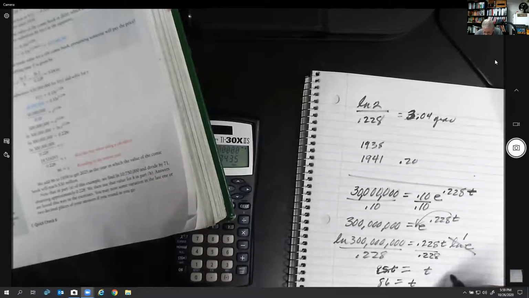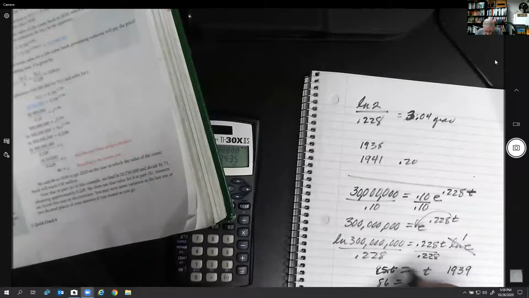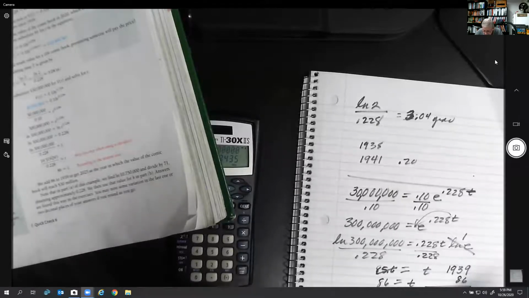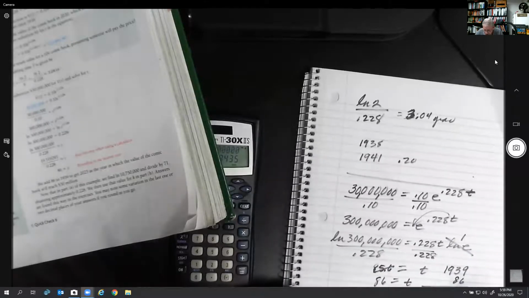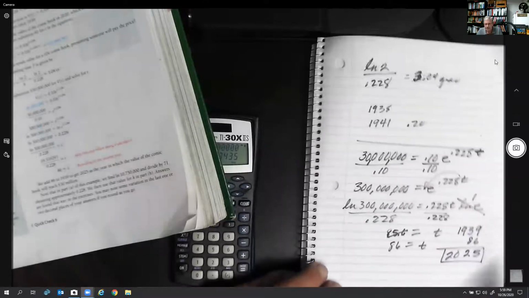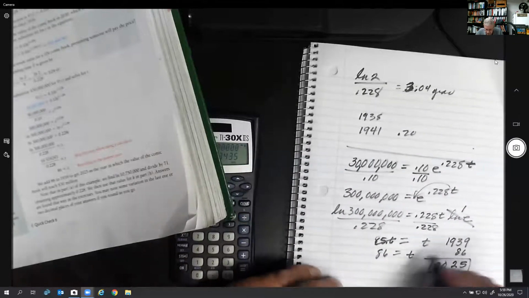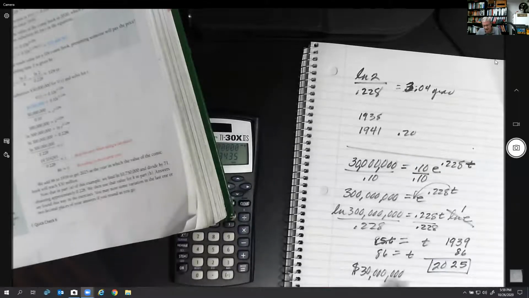So in 1939, it was worth 10 cents, and we want to get it up to 30 million. So we're going to add 86 years to this. In the year 2025, this comic book, 5 years from now, should be worth $30 million if you continue doing this. If you have $30 million laying around, you can probably purchase this comic book. Well, that's an estimate, and you never know. The value could go down.